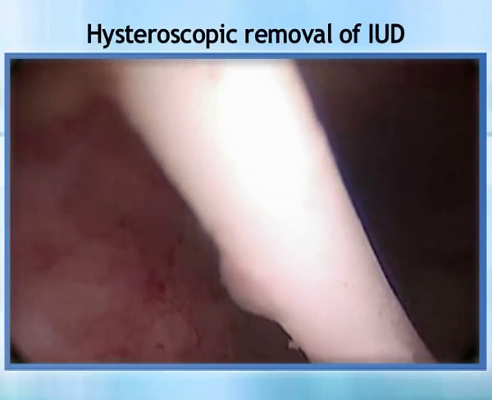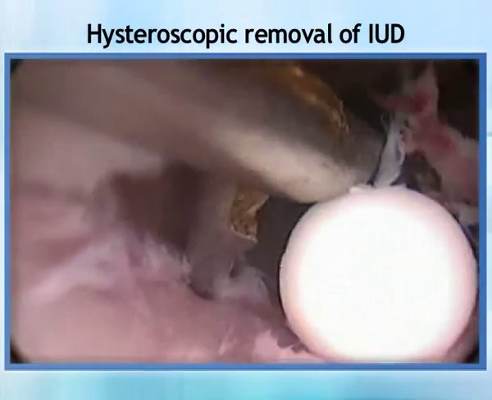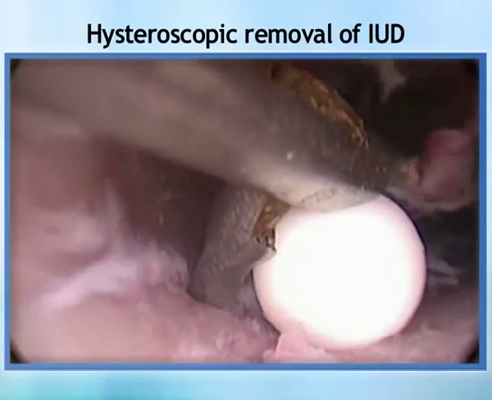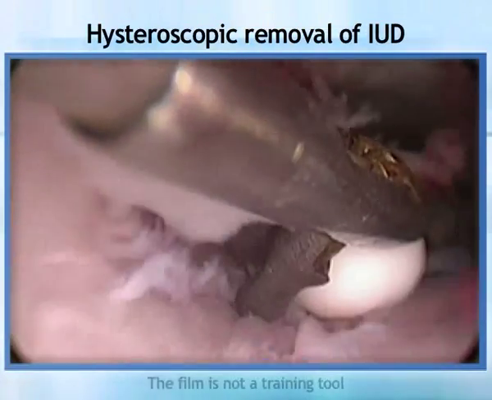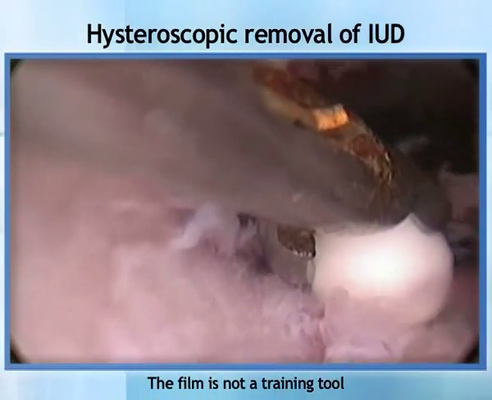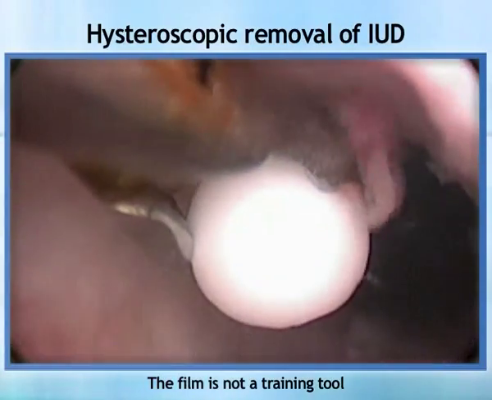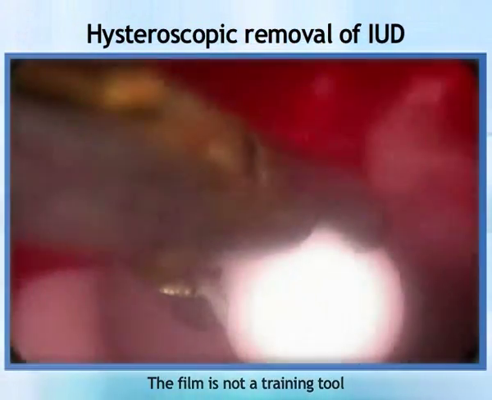The placement of the IUCD is confirmed on a diagnostic sheath. The grasping forceps, as you can see, is then inserted through the operative sheath. The IUD is held firmly with the grasping forceps. Once the IUD is held well with the grasping forceps, the IUD is removed out of the uterine cavity under direct vision.